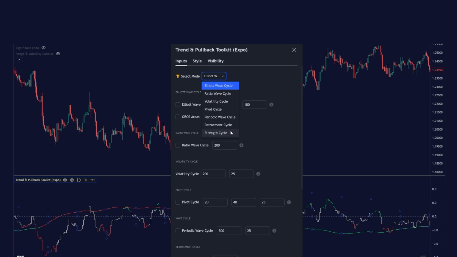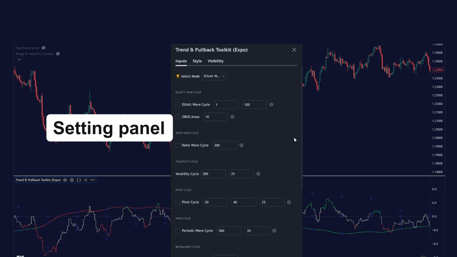Once you get the toolkit in front of you, go through each mode and see which ones fit your trading strategy. All the different modes work in the same manner. They help traders to identify trends and retracements within trends. So I recommend everyone to play around with the cycles to find the cycle that fits your trading style and strategy.